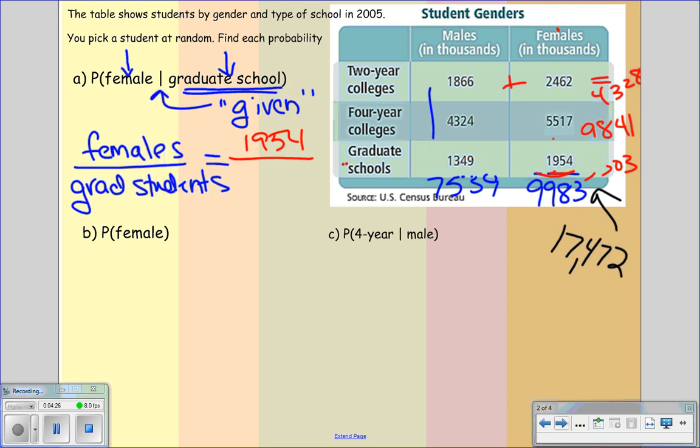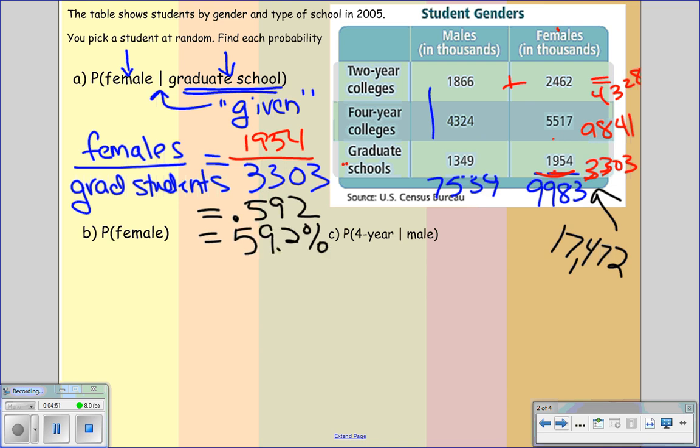I'm going to clear my table up a little bit. So I need that over 3303. All right. So when I do that, of course, I'm going to write it as a fraction and as a percent. Okay, so there's my fraction, there's my decimal, 0.592, and so my percentage is 59.2%.